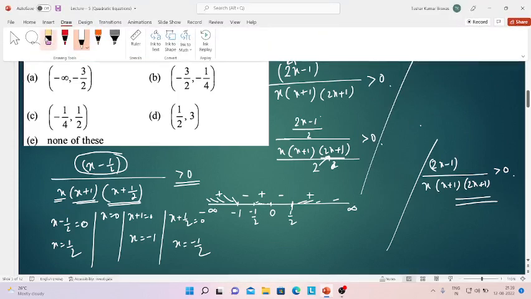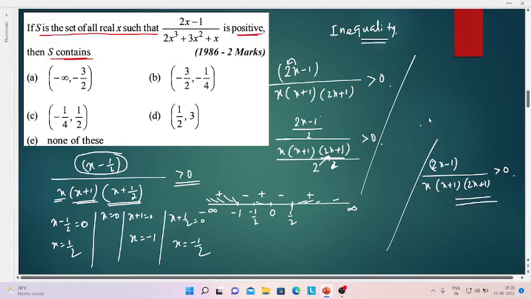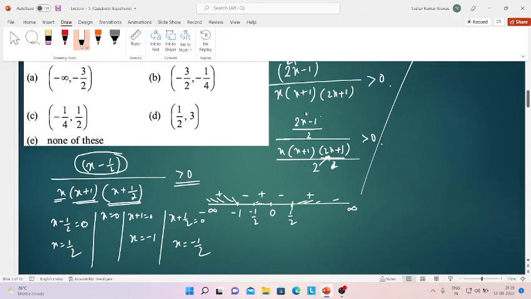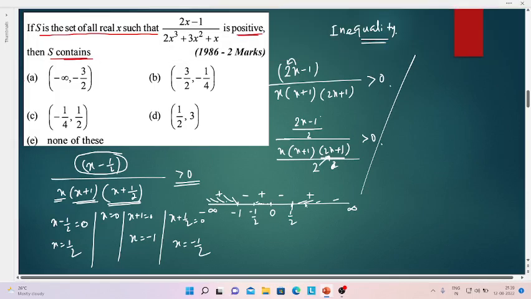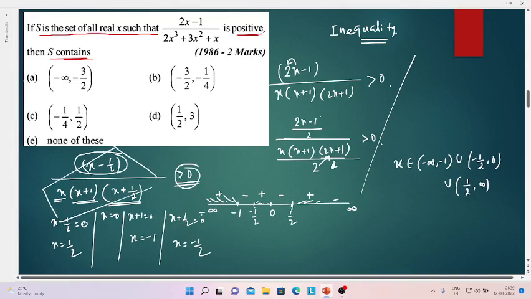So let me clear that part, right? Let me clear this thing. So since all these parts are actually positive, so we can write down x belongs to minus infinity to minus 1, right? Minus infinity to minus 1 union minus half to 0, right? Minus half to 0 and union half to infinity, right? Because in that particular region, that particular function will give positive values, right?